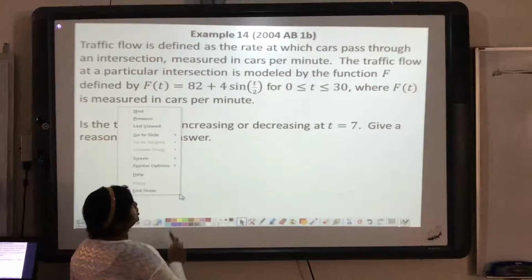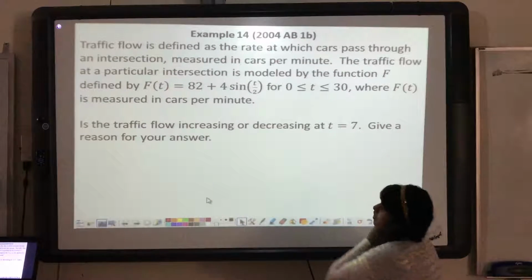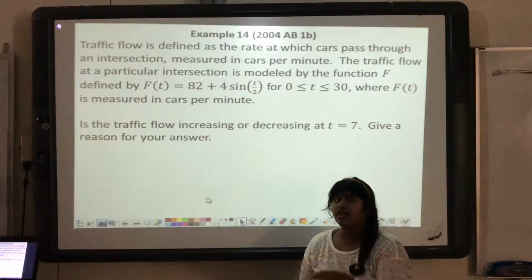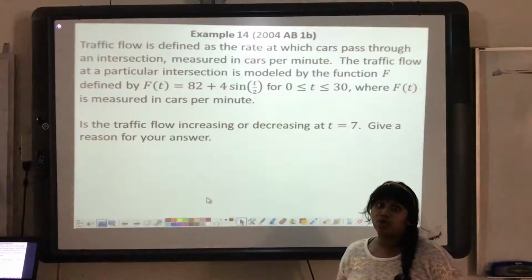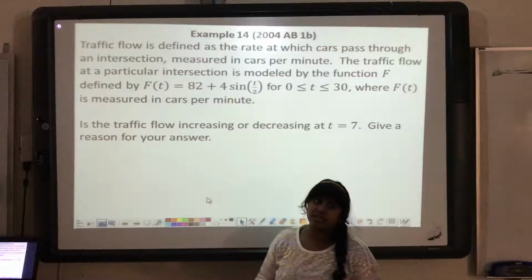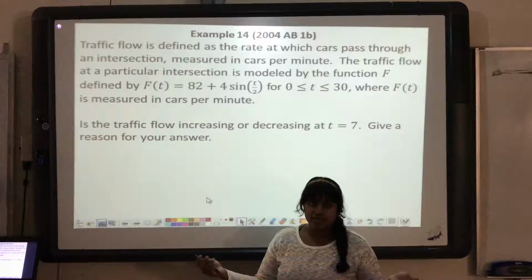Looking at our next question, this is asking us, is the traffic flow increasing or decreasing at t equals 7? Give a reason for your answer. Well, again, free response questions, they don't just look at one thing. They ask us to kind of look backwards, forwards, left, right, doesn't matter. They're going to pull questions from any aspect of calculus that you've learned about. So increasing, decreasing, that goes back to our f prime and f double prime graphs, doesn't it?